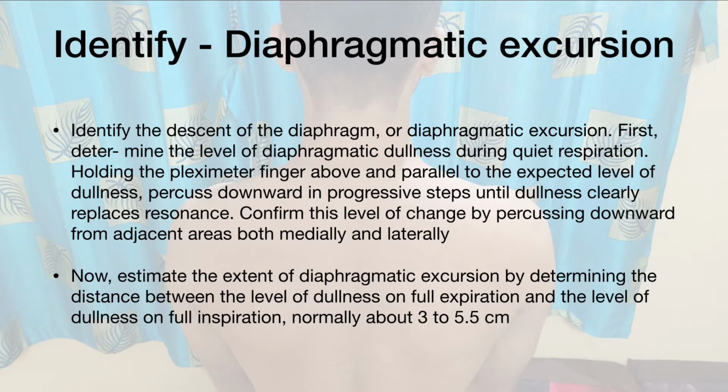Now estimate the extent of diaphragmatic excursion by determining the distance between the level of dullness on full expiration and the level of dullness on full inspiration, normally about 3 to 5.5 cm.